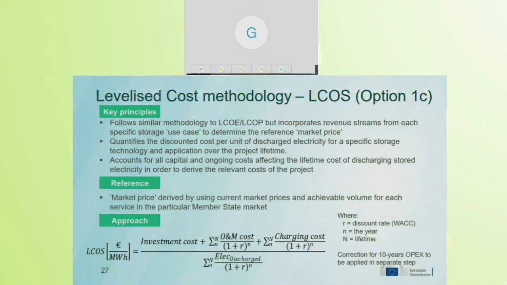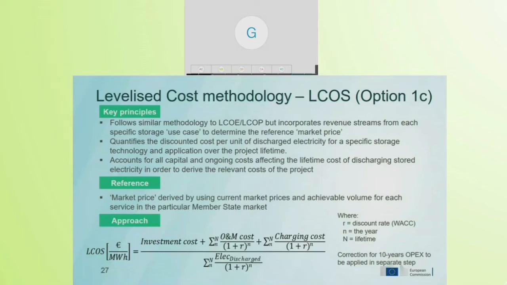calculation. So this works in exactly the same way as the other methodologies work, except it defines a specific use case for the project. So for the project then defines what is it in fact bidding into as far as the services are concerned. What are those services priced at historically? And then it creates an artificial market price by taking those services, the revenues for those services in a year, divided by the amount of megawatt hours discharged, and gets a comparable market price to what would be a levelized cost of storage price.